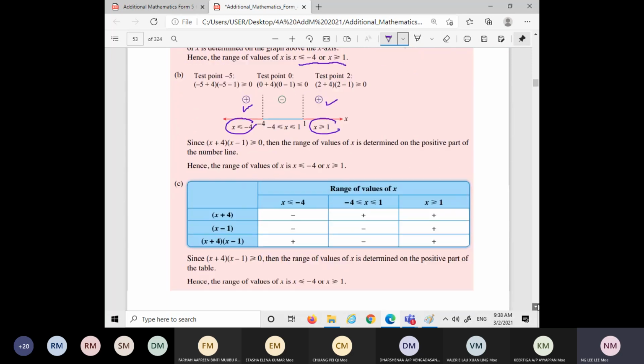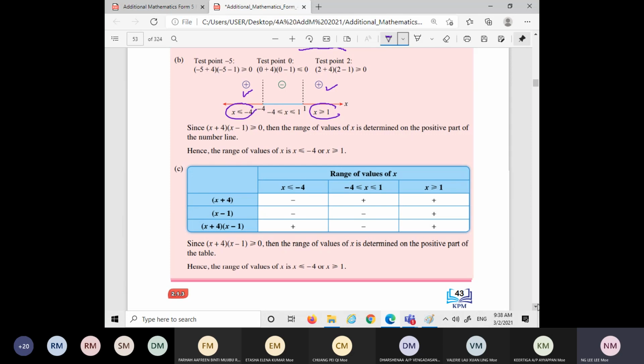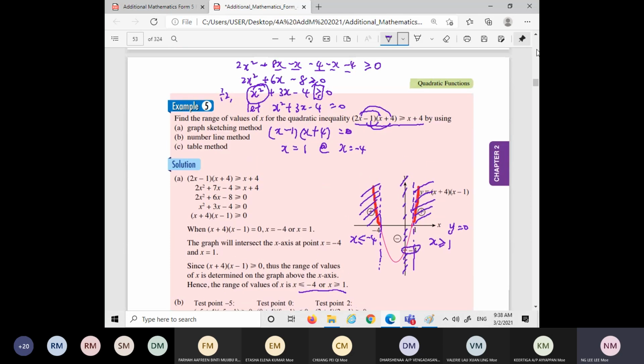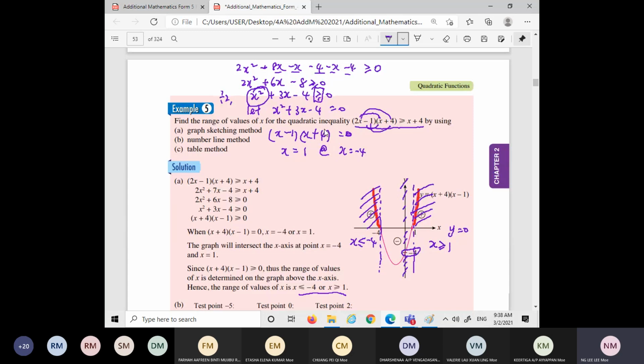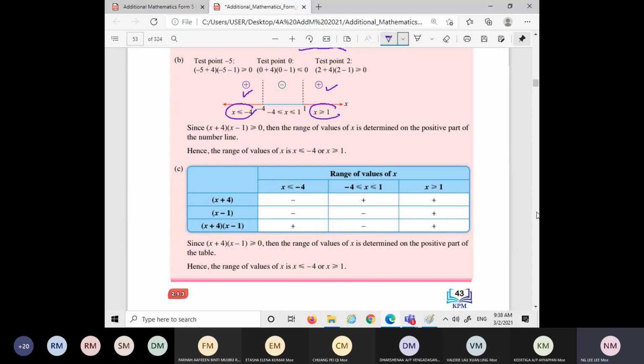How about the table method? The table method is the same thing. So we come back here. You have 2 factors, x minus 1 and x plus 4. Same thing, 3 portions. You test the sign one by one. After that, combine the signs.